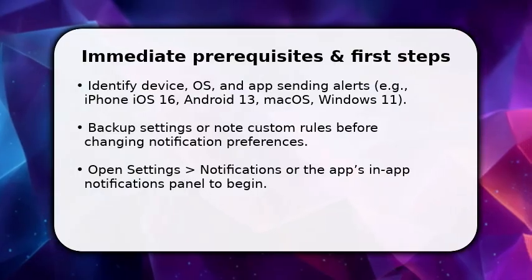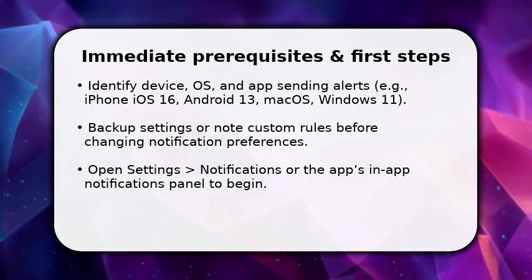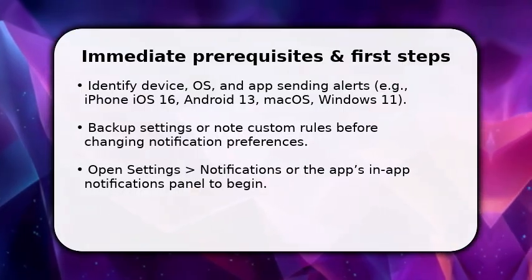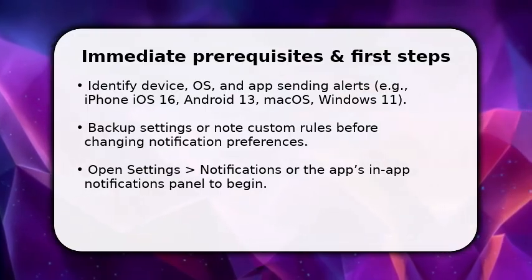You start by confirming which device and app are creating the alert so you don't disable the wrong thing. Once you know the OS and app version, make a quick backup of notification rules or jot them down. That lets you restore preferences if needed.